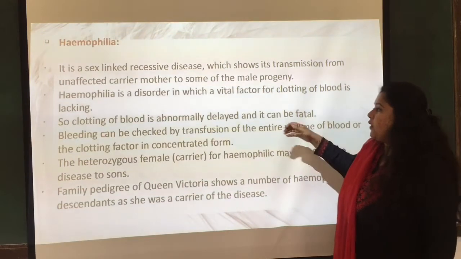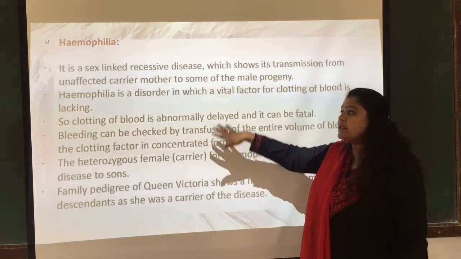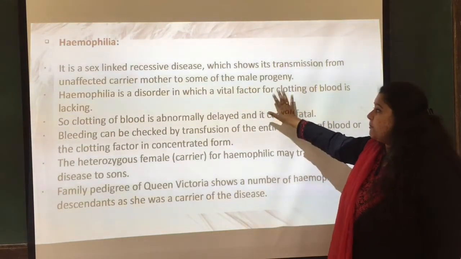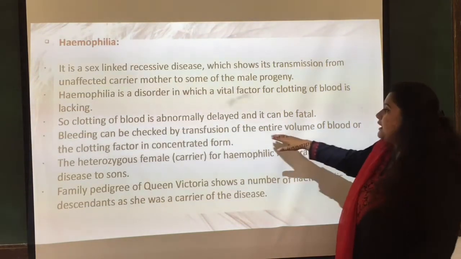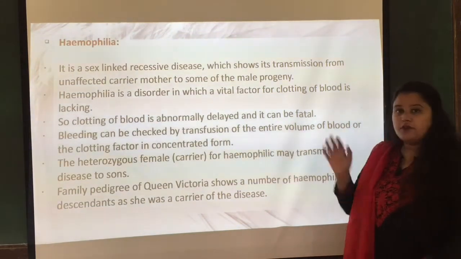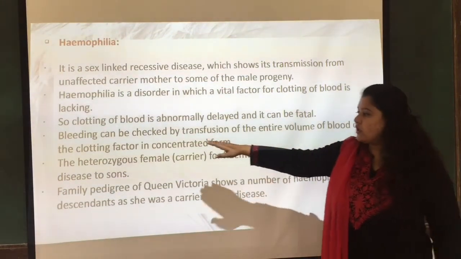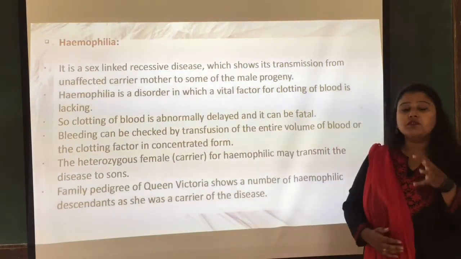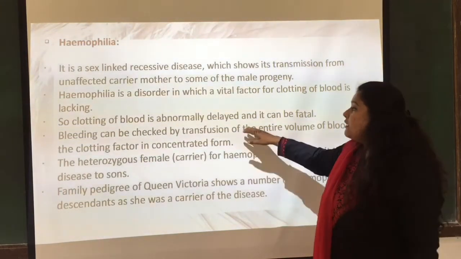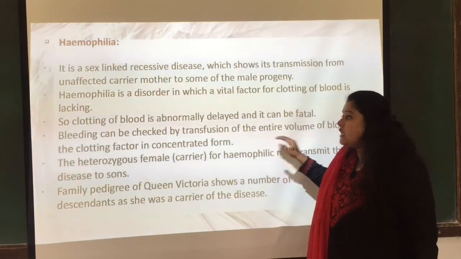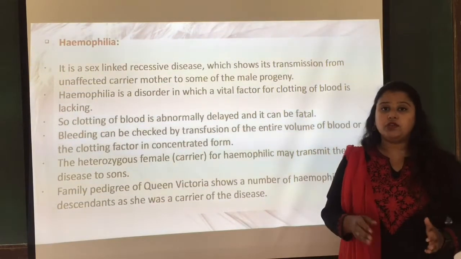Now what happens when the bleeding takes place? If the blood clotting is not taking place, they check for the transfusion of the entire volume of blood, how much blood has been lost, or they go for the clotting factor. That means they are searching for the clotting factor, whether this particular person is having any abnormality related to this or not. But they need to give this clotting factor in the concentrated form. It should not be in the diluted form.